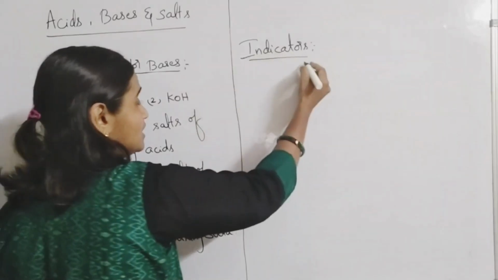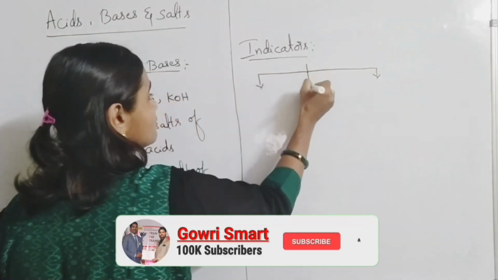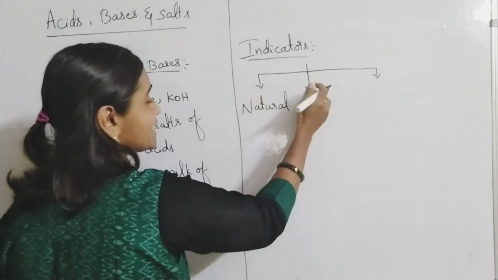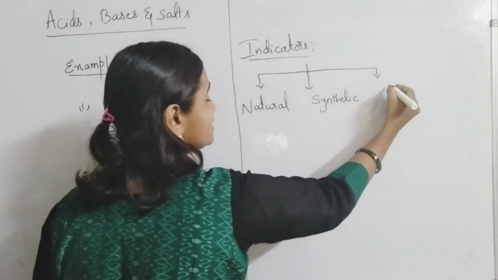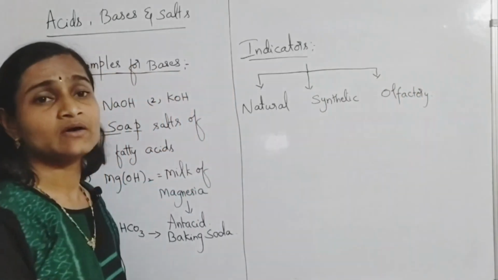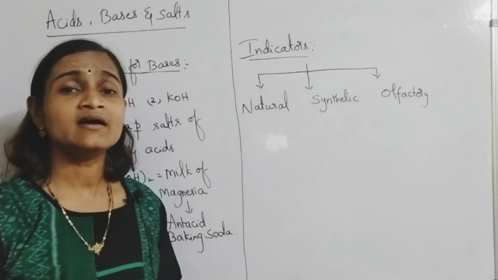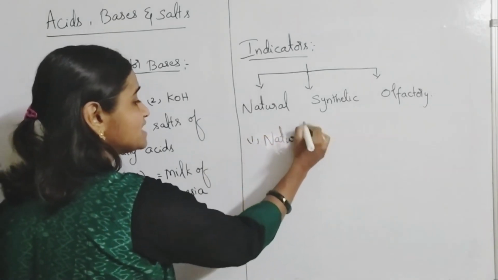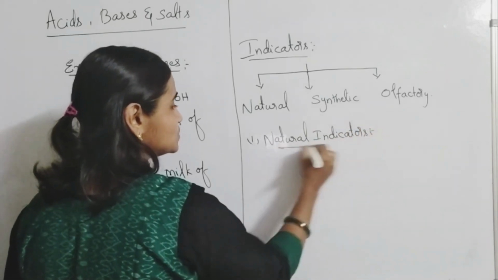So three types of indicators are there. The first type are natural indicators. Second type are synthetic indicators, and third type are olfactory indicators. Mainly three types are there: natural indicators, synthetic indicators and olfactory indicators. If you go for natural indicators, in the name itself it is there, natural indicators are the indicators which are obtained from natural resources.